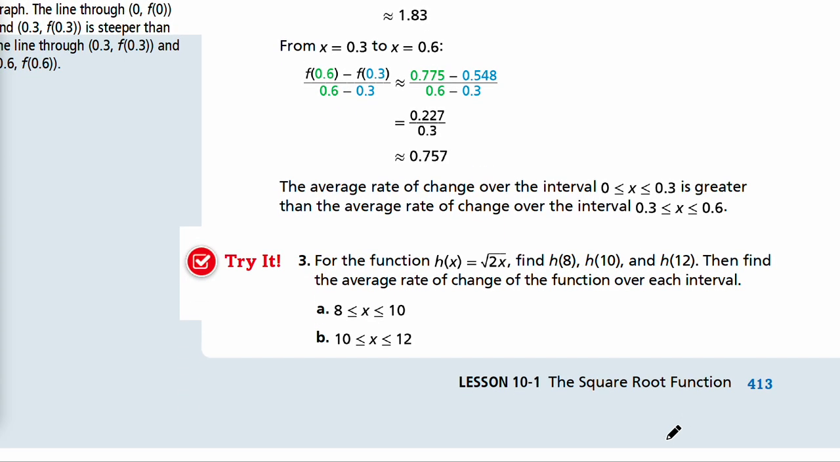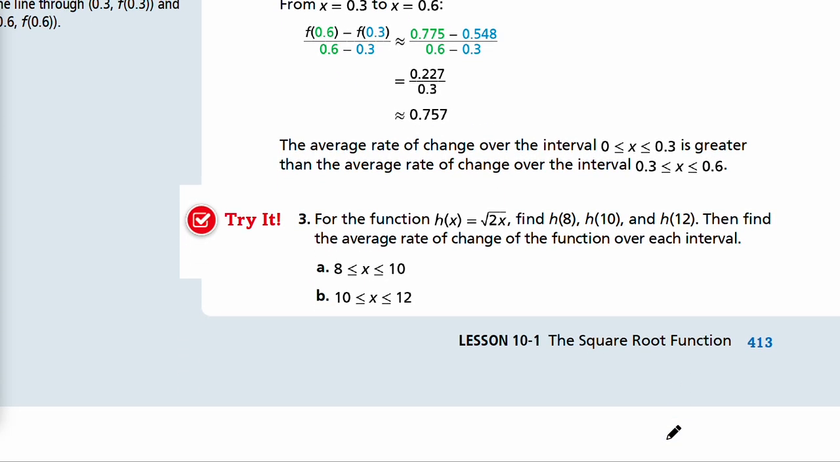So for try number 3, for the function h of x equals root 2x, find h of 8, h of 10, h of 12, and then find the average rate of change of the function over each interval. First you have to figure out all the endpoints. Figure out the value for each input, and then find the average rate of change for the interval between 8 and 10 and 10 to 12. Pause the video, see if you can answer by yourself. Come back when you're ready for answers.